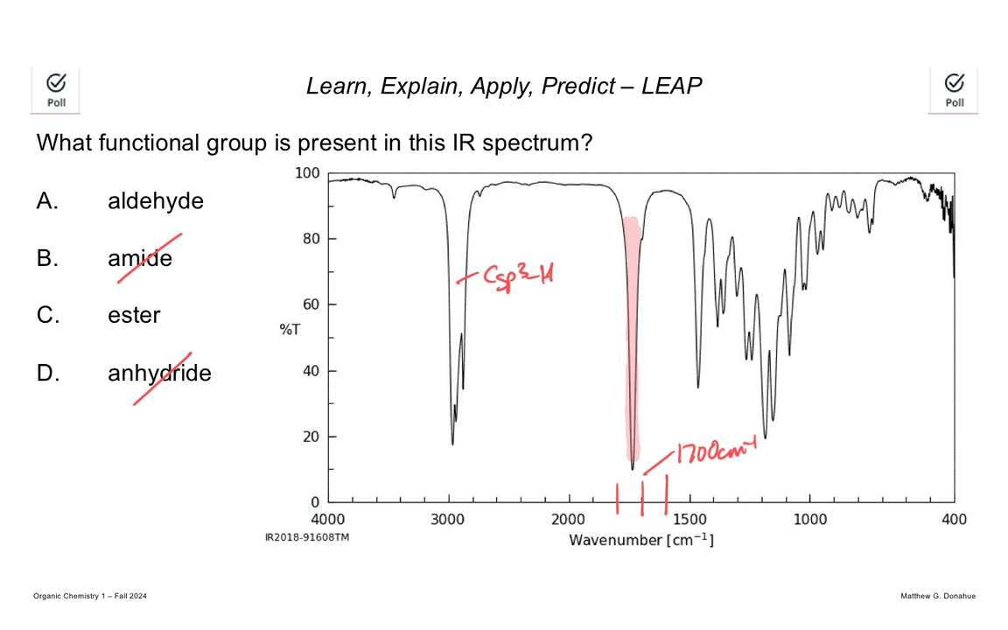So does this look like it has the other aldehyde signature in it? So no, we don't really see that second sort of thing coming down over here. That was that stretch of the aldehyde. So this has to be an ester.